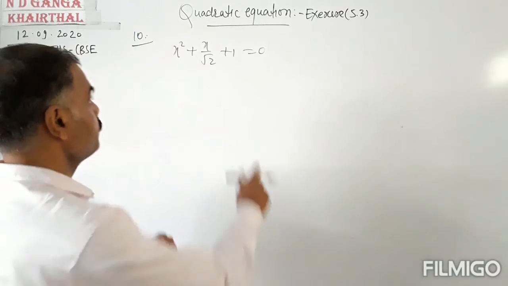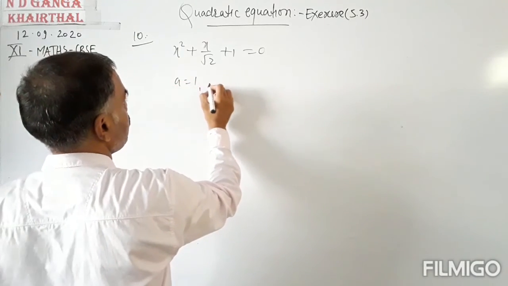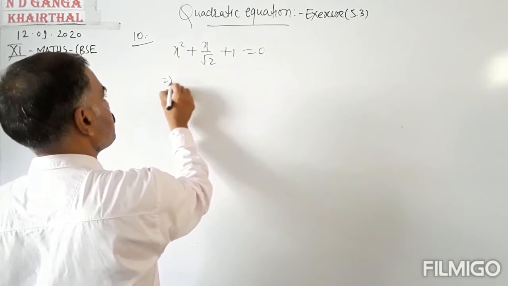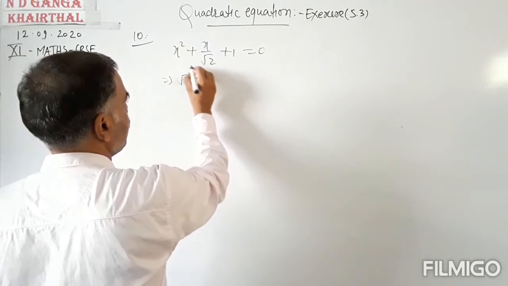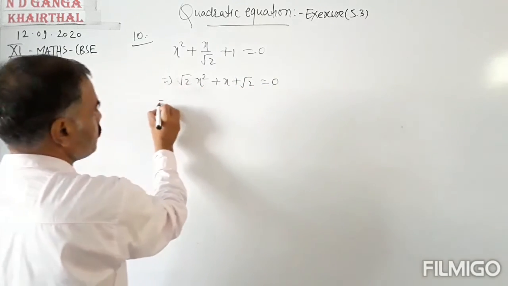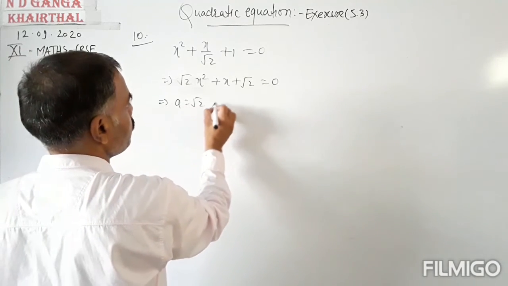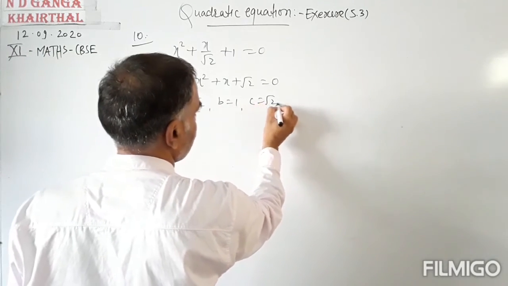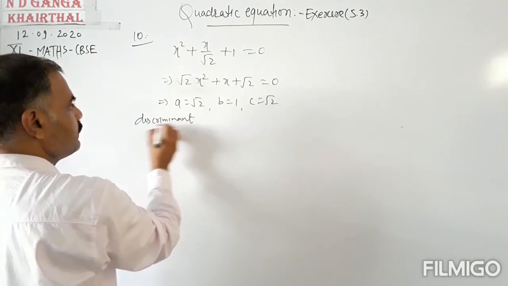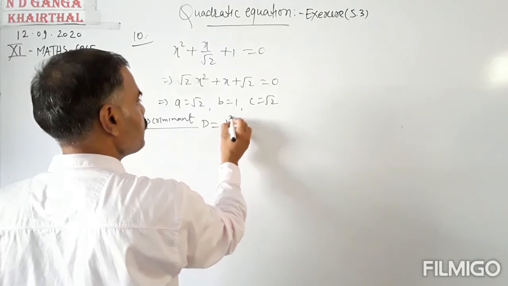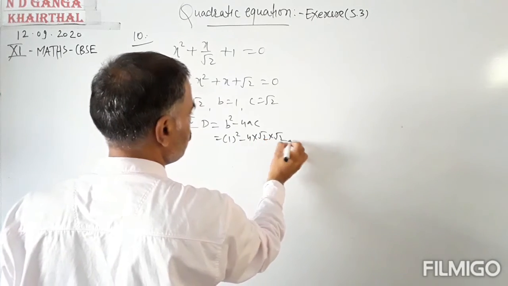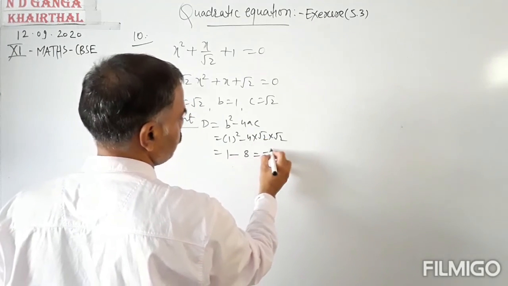So a is given as 1. First of all, multiply by √2. Convert this quadratic equation as √2x² + x + √2 = 0. So a is equal to √2, b is equal to 1, c is equal to √2. Now the discriminant D is equal to b² − 4ac, that is 1² − 4 × √2 × √2, equal to 1 − 4 × 2, equal to −7.